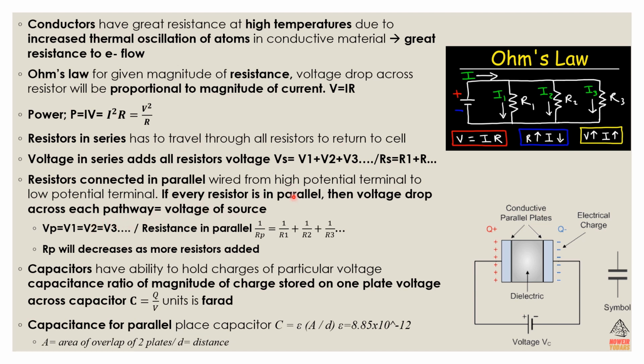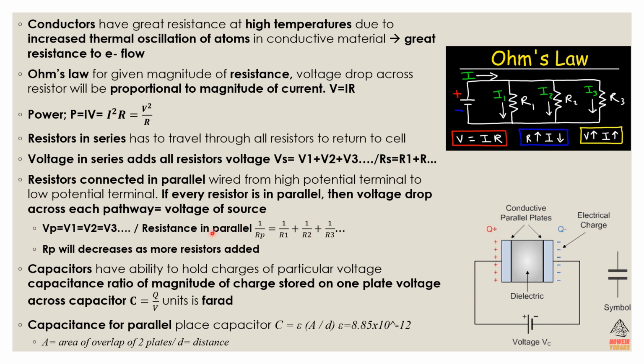Resistance in parallel, though, you add up all the resistances to get the total amount of resistance, and the more resistance you add, the total resistance in parallel will decrease. So let's say you have 3 resistors, then you add one more, the total resistance in the whole parallel circuit is going to decrease.